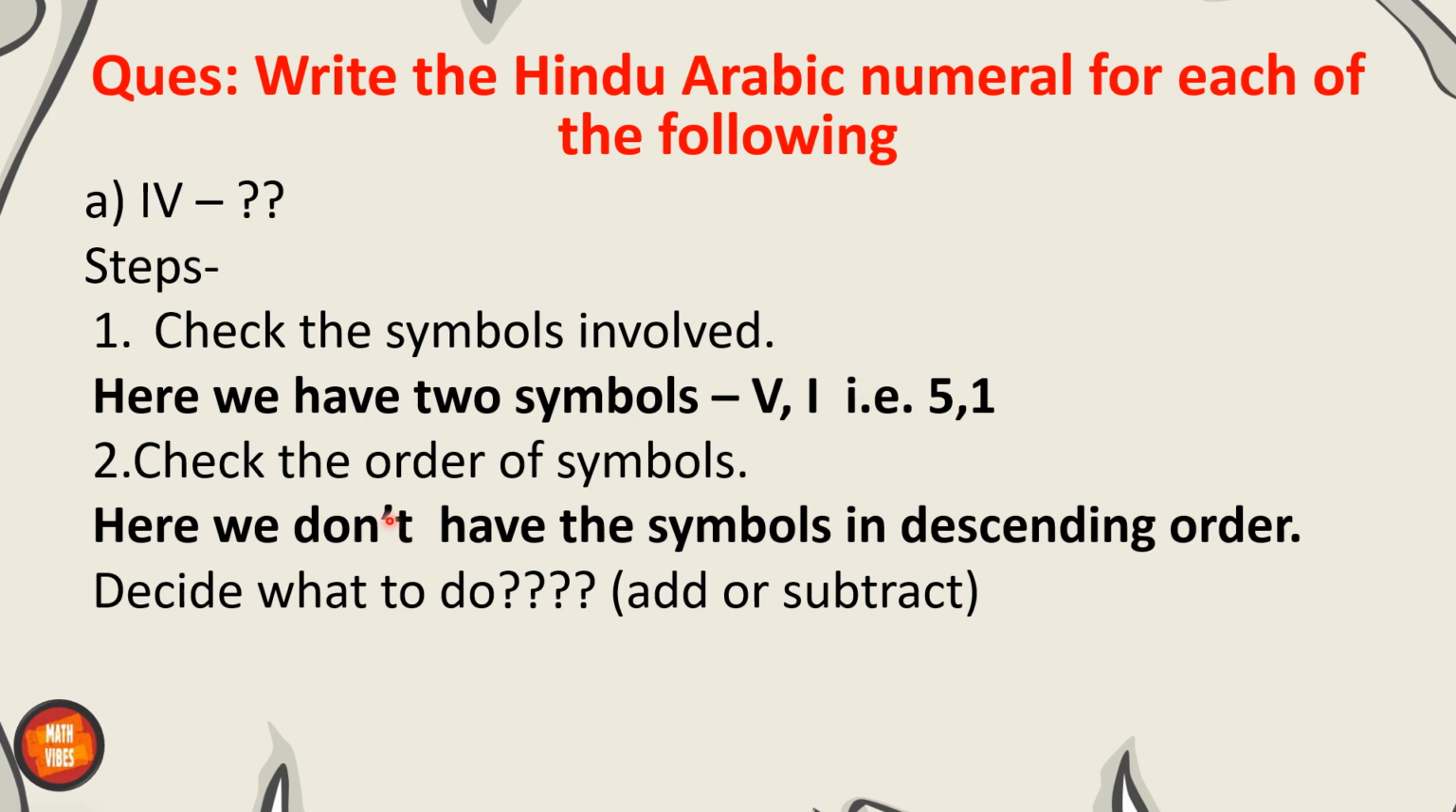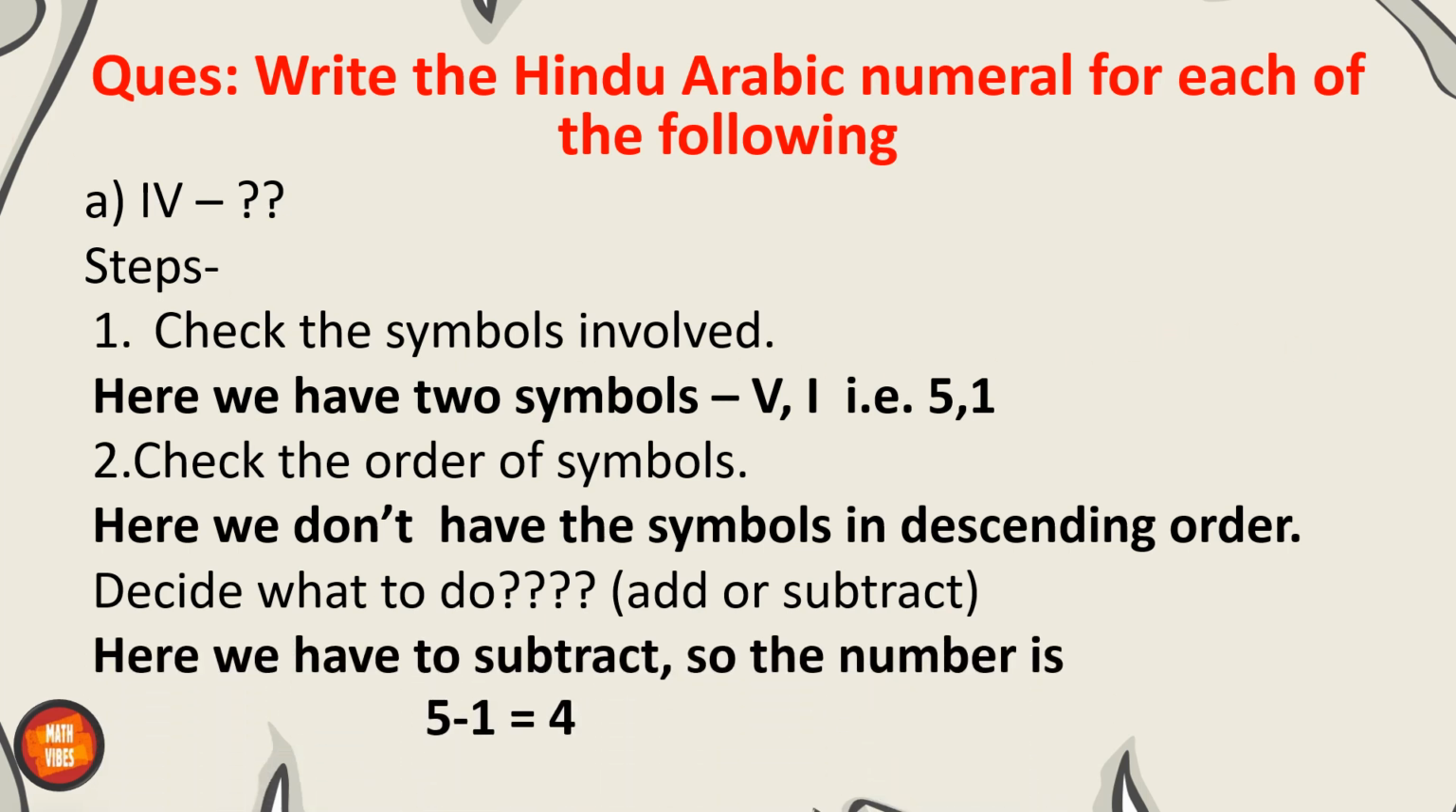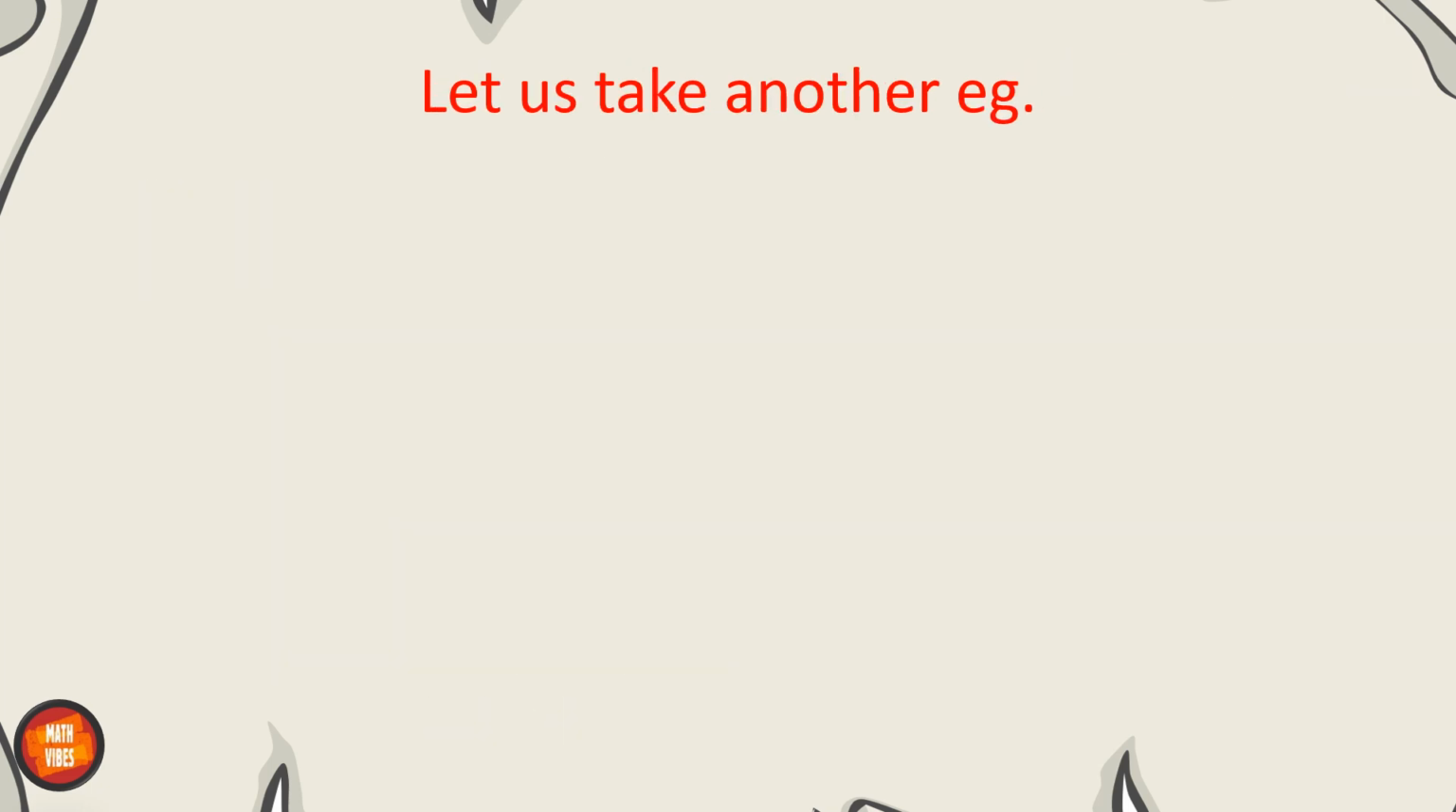Now you will check the order of the symbols. Are they from big to small or from small to big? Here they are not in descending order. And when the order is not descending, what do we do? Do we add them or do we subtract them? We subtract them. So it is V minus I, 5 minus 1. So the answer is 4.